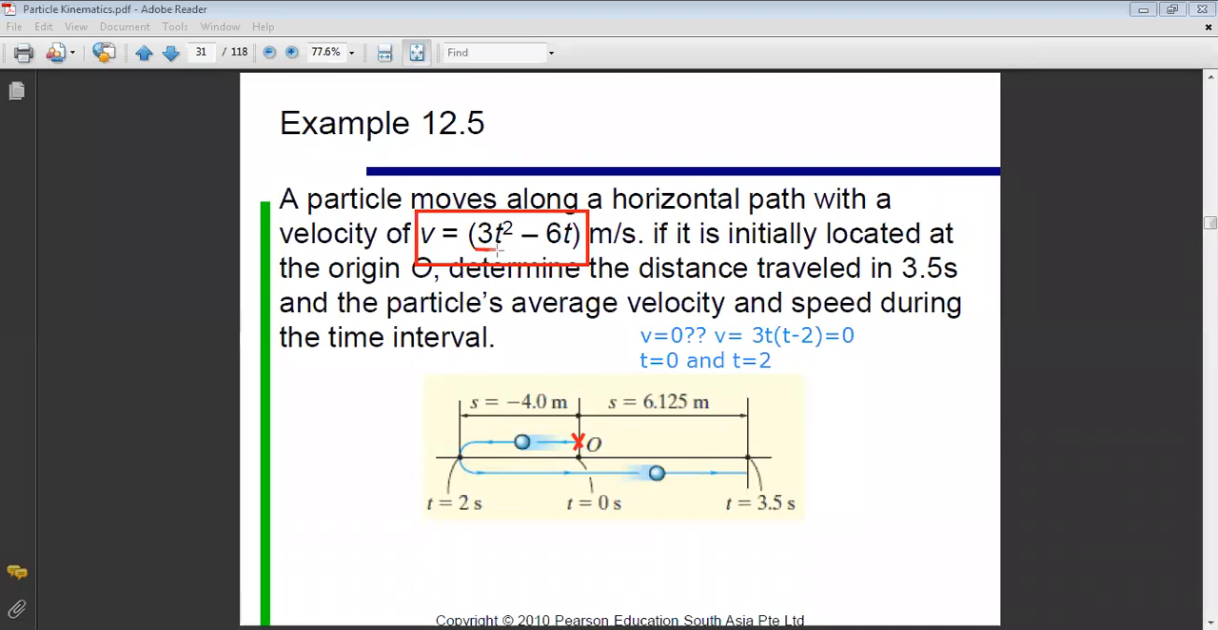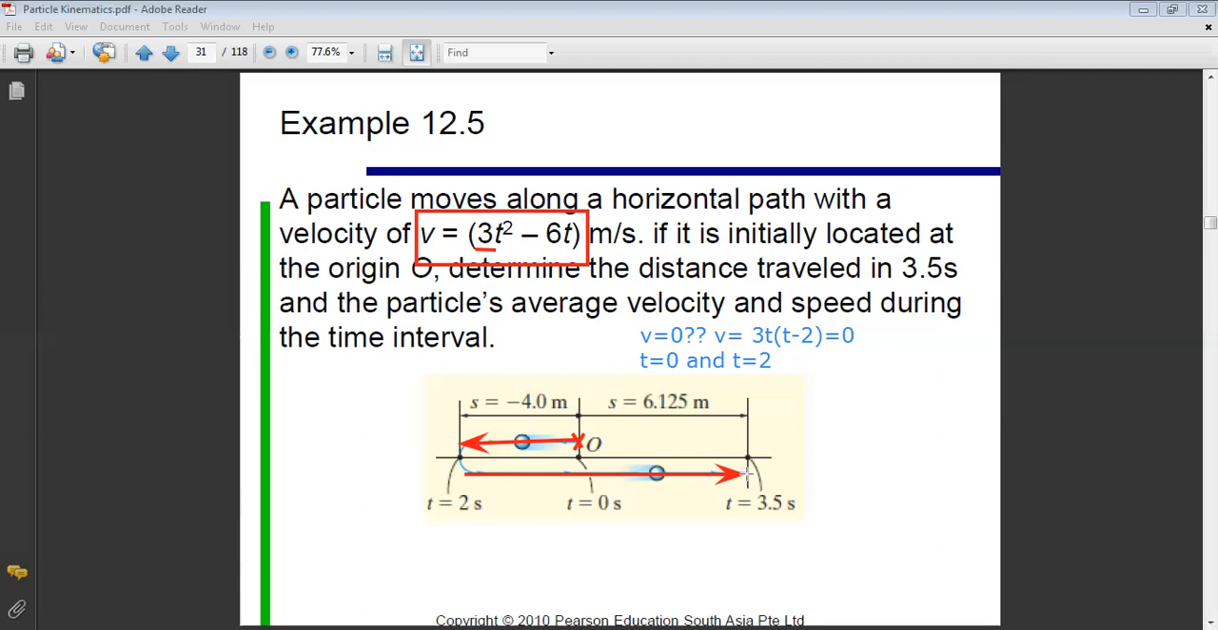And you can check that if you take any time between 0 and 2, you will get a negative result. So between 0 and 2, I am going towards the left until t equals 2 seconds. And once I have t equals 2 seconds, I will change direction and continue my motion in the positive direction until the final time, which is 3.5 seconds.